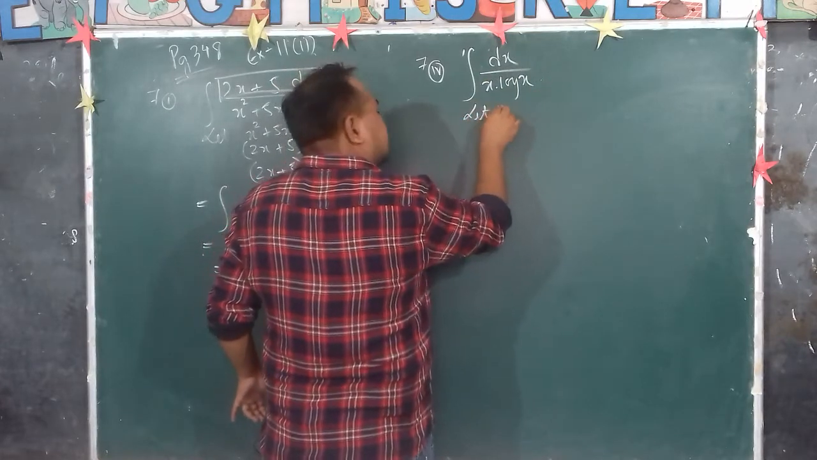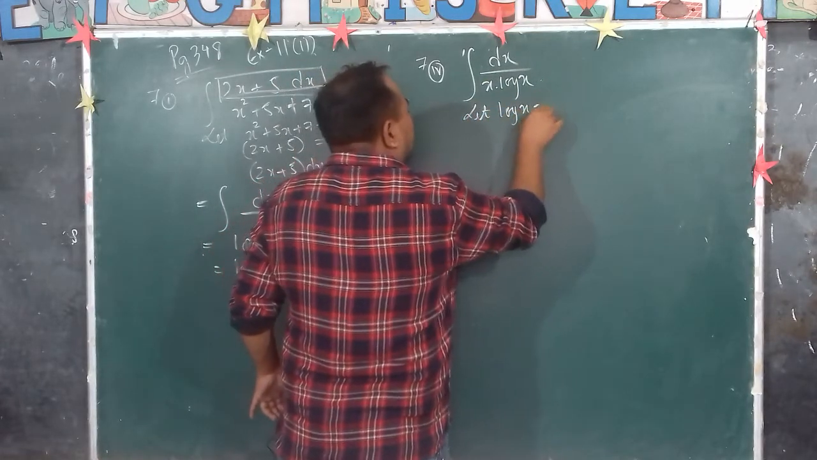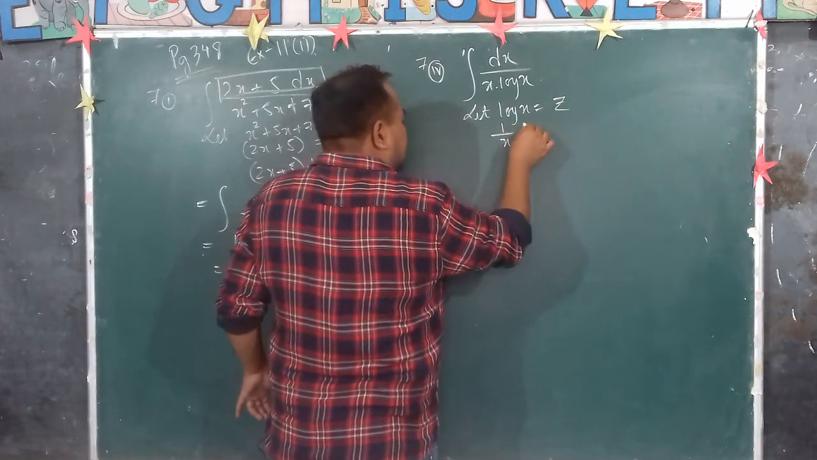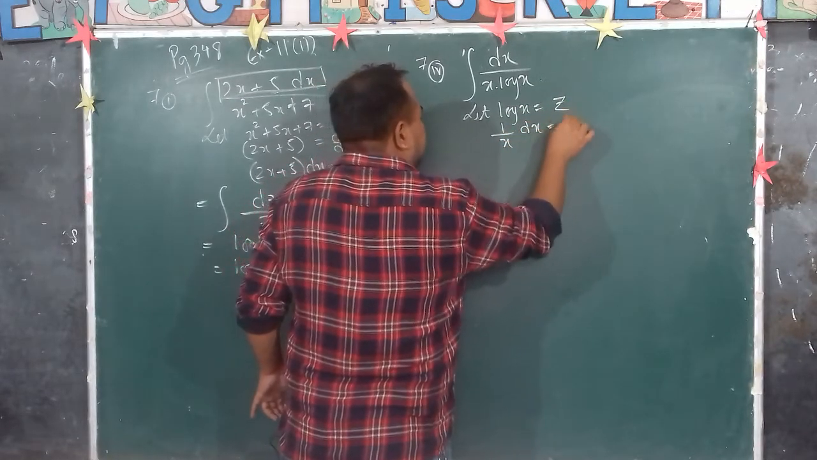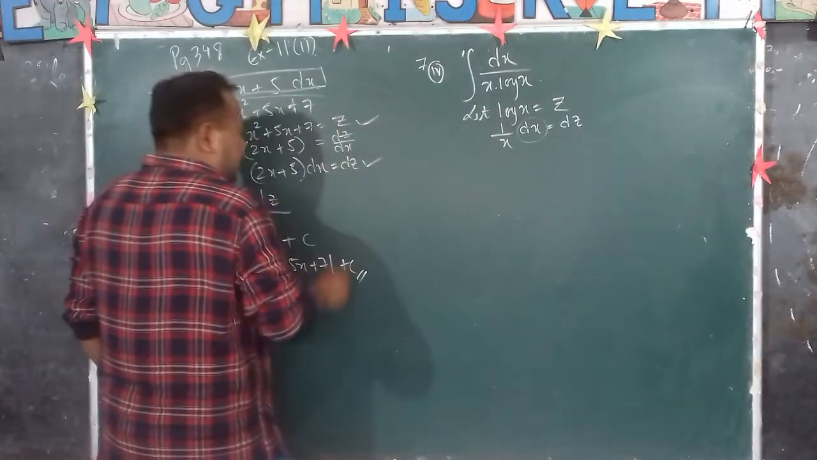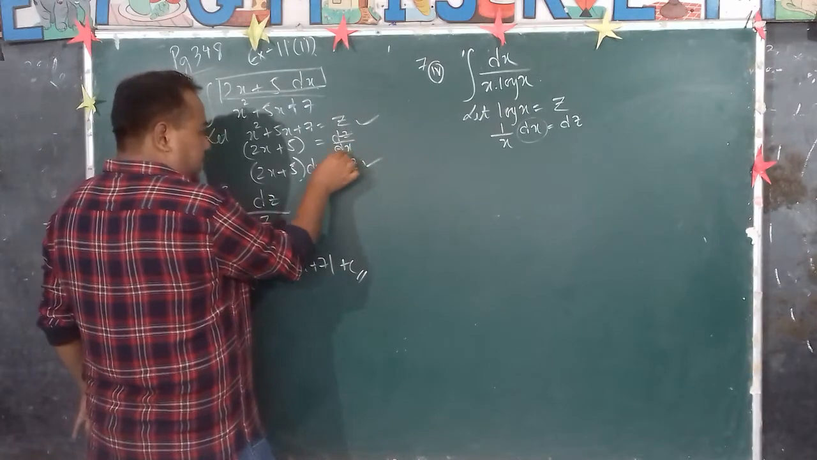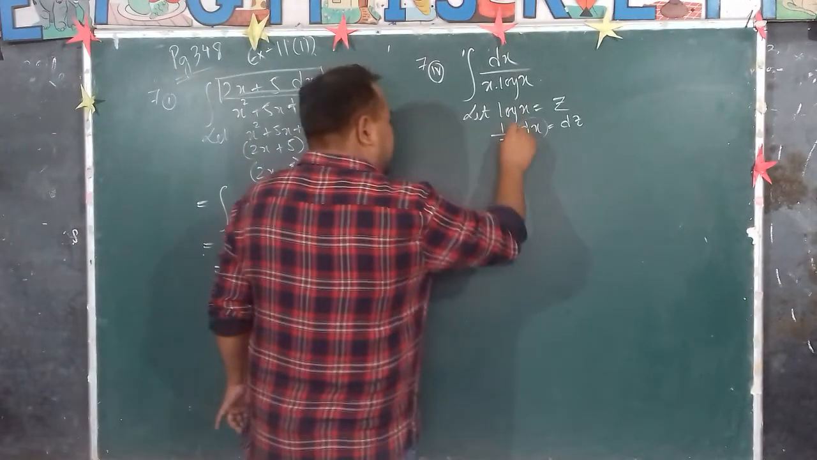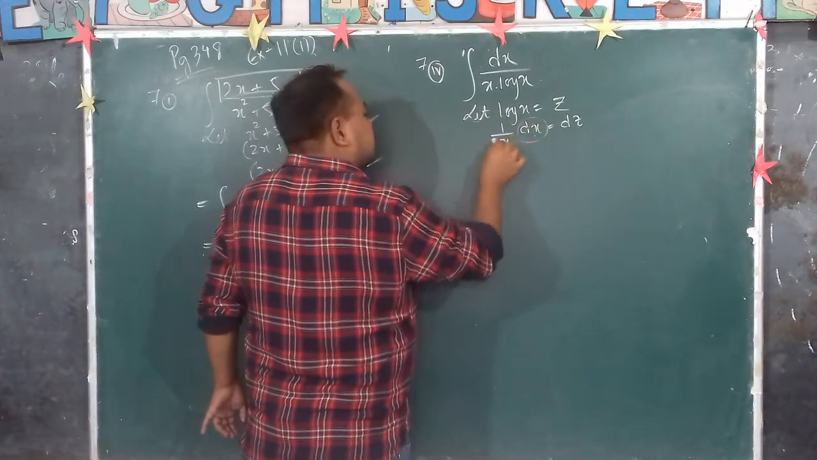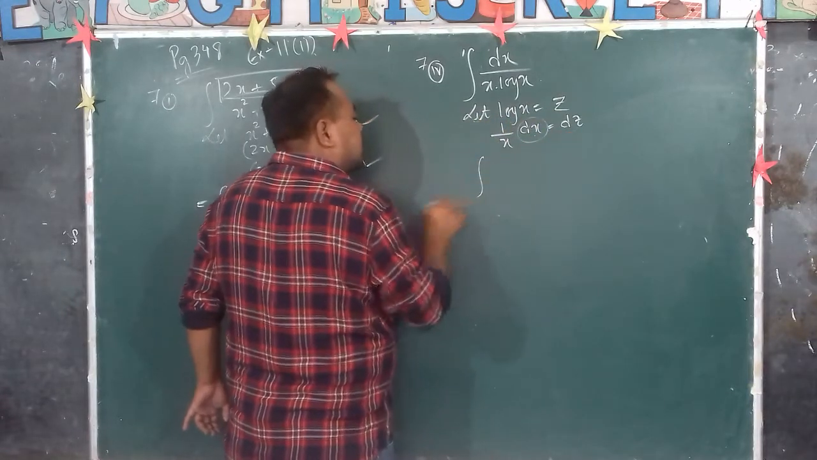So again the same process: assumption, let log x equal to z, differentiation 1 by x. After I differentiate, what did I tell you to write? Dx, and differentiation of z is dz. I hope now you understood where you are getting dx from. It's dz by dx, so dx comes up. So 1 by x dx equal to dz. Step number 1 is assumption, step number 2 is differentiation, and step number 3 is substitution.